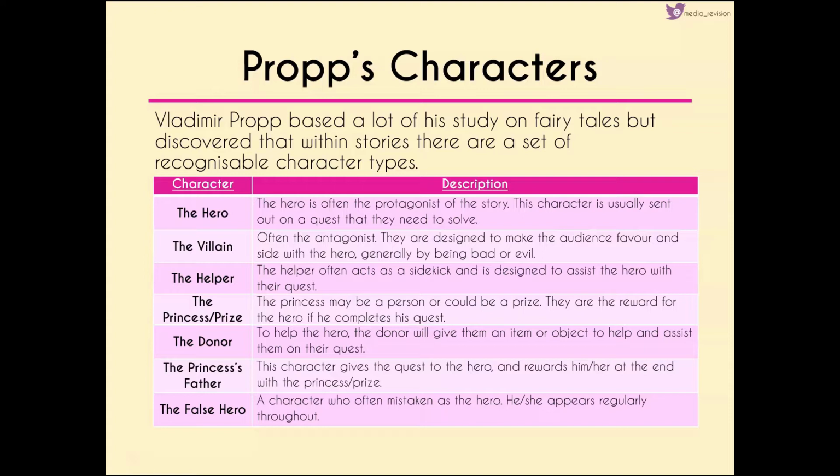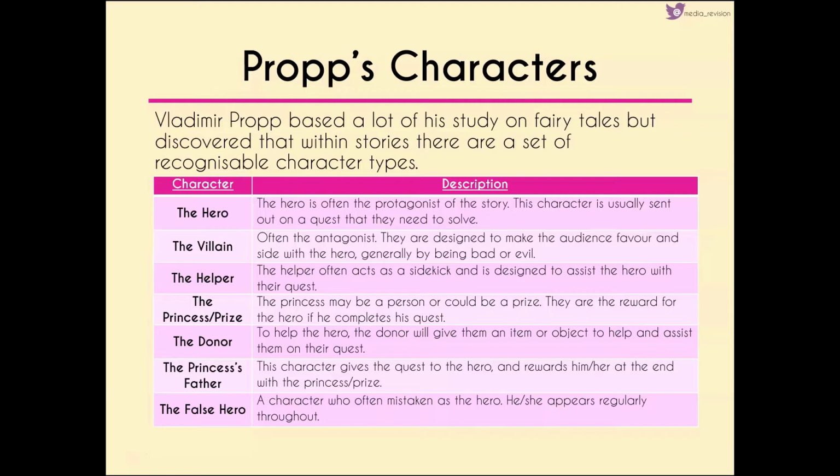So the hero is very often the protagonist or the main character within the story. He's usually sent out on a quest that needs to be solved. The villain is the opposite, the antagonist. He or she is designed to make the audience favour or side with the hero, generally by being bad or by being evil. The helper acts as a sidekick, and he or she assists the hero with their quest. Whereas the princess, or the prize, are the reward for the hero if he manages to complete his quest.